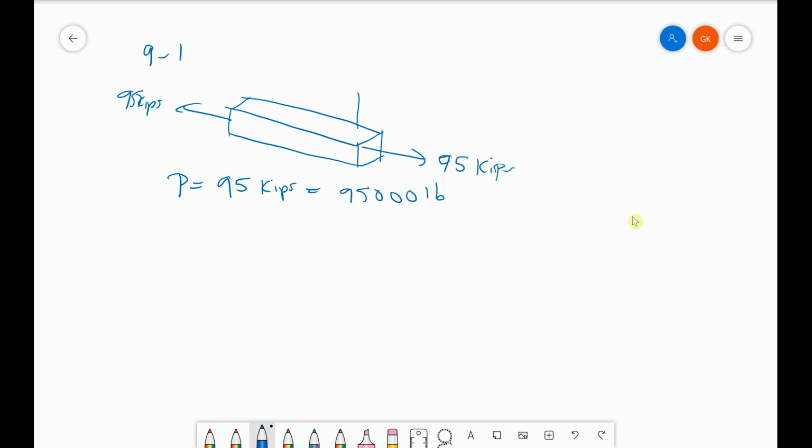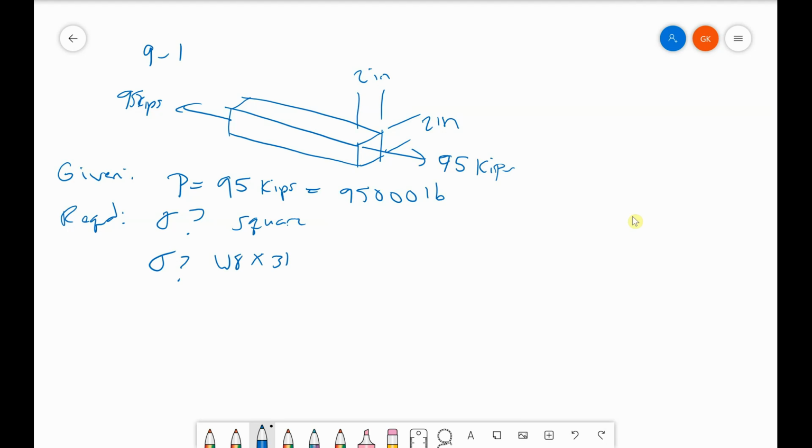And then the cross section is given as 2 inches by 2 inches. Now what does it ask for? Well, it wants us to compute the tensile stress developed in this steel bar. So we want to know this. What is it when it's square? And we also want to know the stress when we have a different shape for a W8x31 member, which is probably some sort of I-beam.